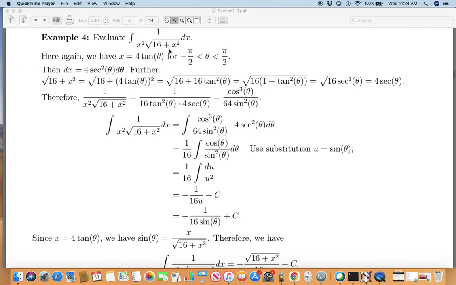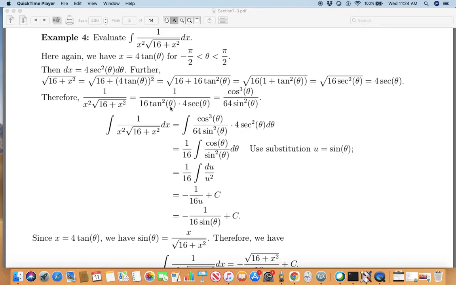So when you have a plus, you're going to use tan. x is going to be square root of 16, that is 4 tan theta. So dx is 4 secant squared theta d theta. So square root of 16 plus x squared, we just saw, is 4 secant theta. So all of this is 1 over x squared, square root 16 plus x squared. 1 over x squared, so that's 16 tan squared times square root, that's 4 secant. So 16 times 4 is 64, that stays in the denominator.